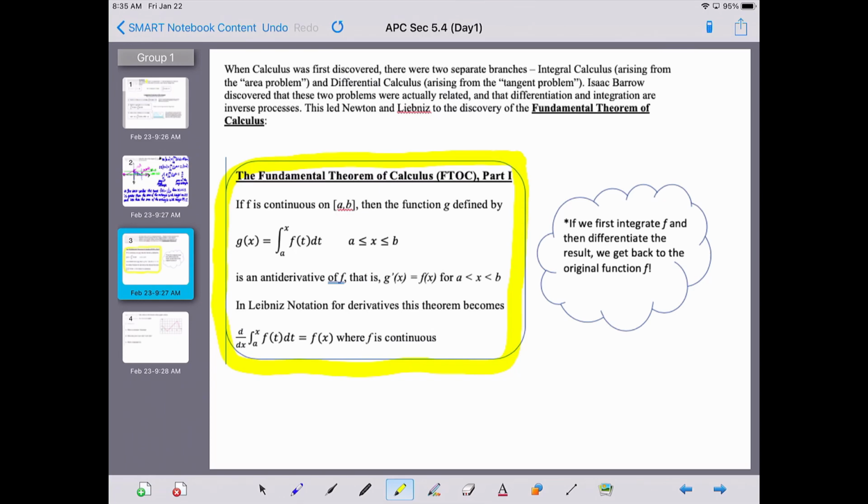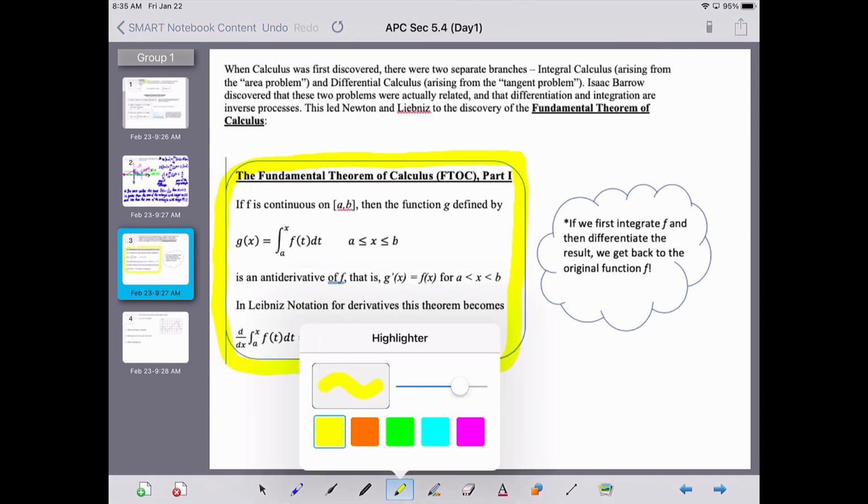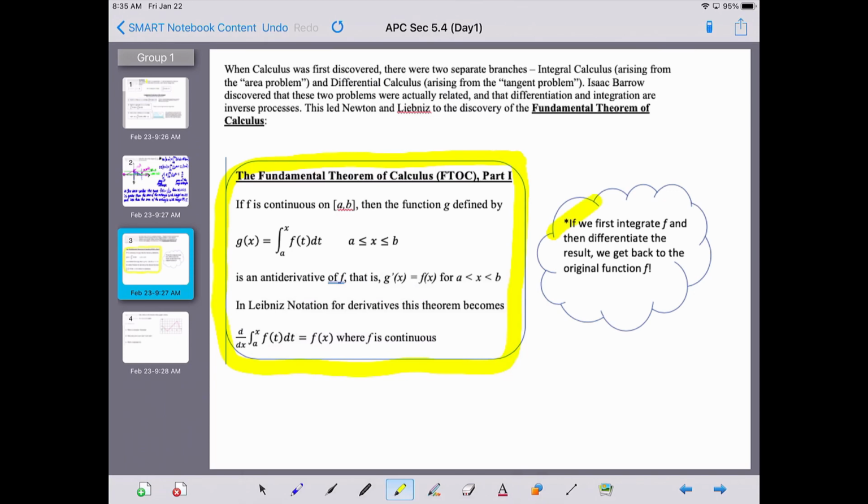So in Leibniz notation for derivatives, our theorem becomes the derivative with respect to x of the integral from a to x of f of t dt is just equal to f of x, where f is continuous. So again, in layman's terms, if we first integrate f, and then we differentiate that result, we get back to our original function f.